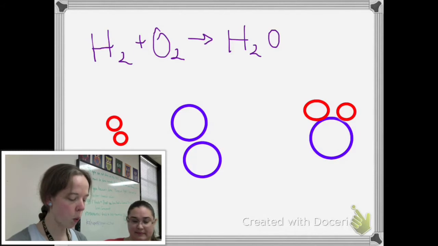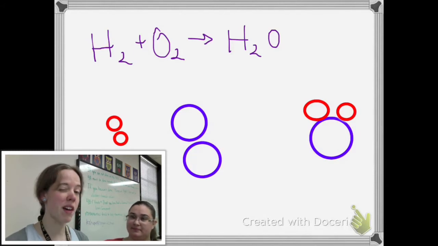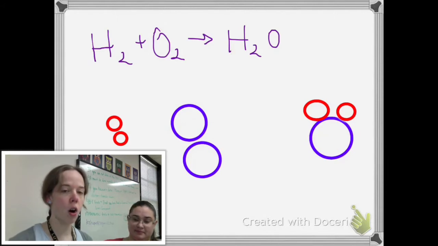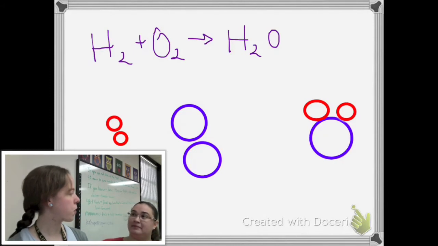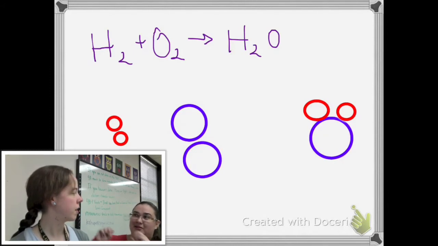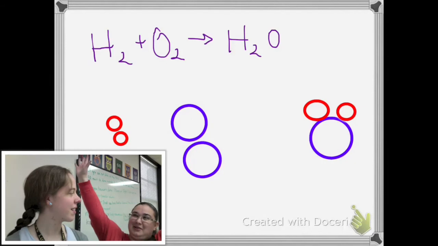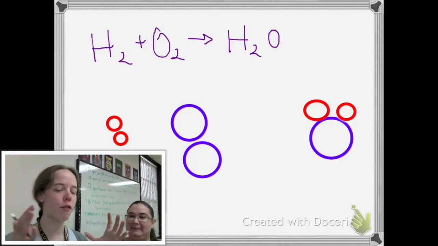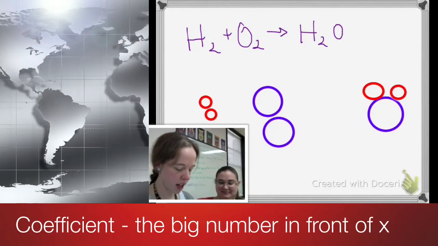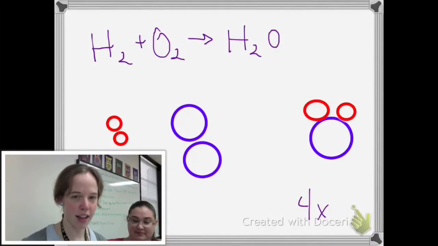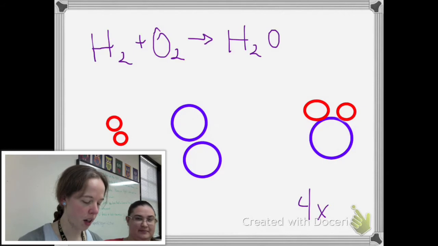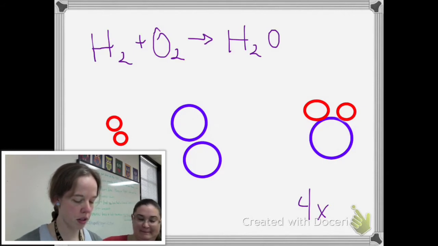So if we look here, what we can add to make it balanced, so that we have the same number of atoms on each side, are what's called coefficients. And you should know that word from algebra. Remember what coefficients were? Big numbers. Those are our numbers in front. So if I had 4x, that's a coefficient, or 4 is. All right. So if we look here, we've got H2, and O2 gives us H2O.